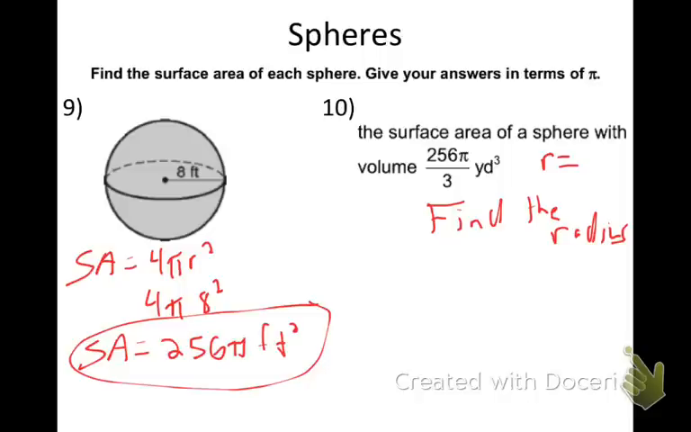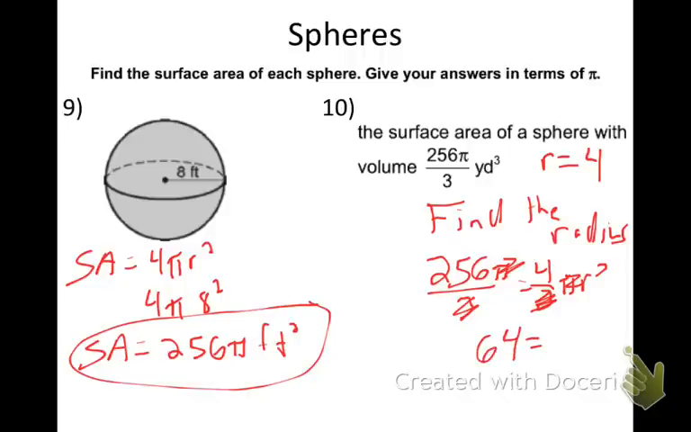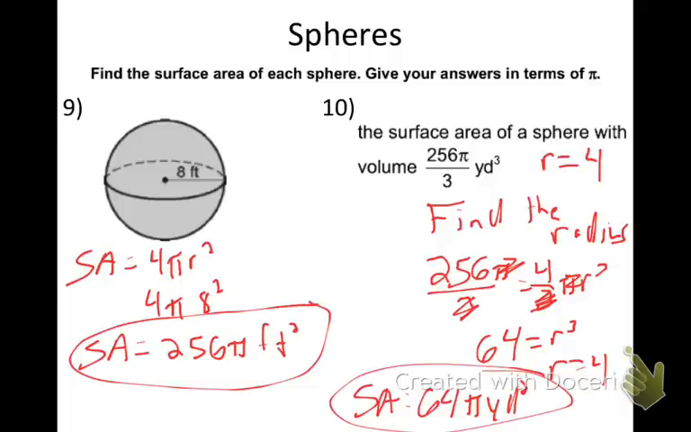Max, what do you got for the radius? 4. The radius comes out to be 4. How do we get that? Well, you set 256 pi over 3 equal to 4/3 pi r cubed. Pi's cancel out. 3's cancel out. Divide both sides by 4. You end up with 64 equals r cubed. So r equals 4. Now I plug that into the surface area. What does my surface area come out to be? 64 pi yards squared. Nice job. That is surface area. Is that what you had, Troy? Good work.